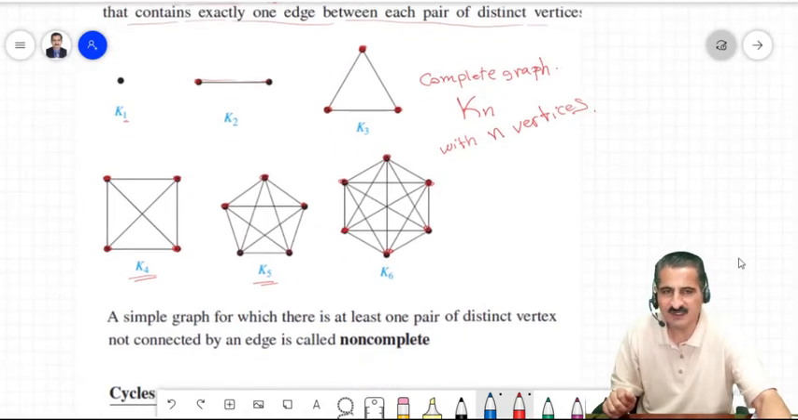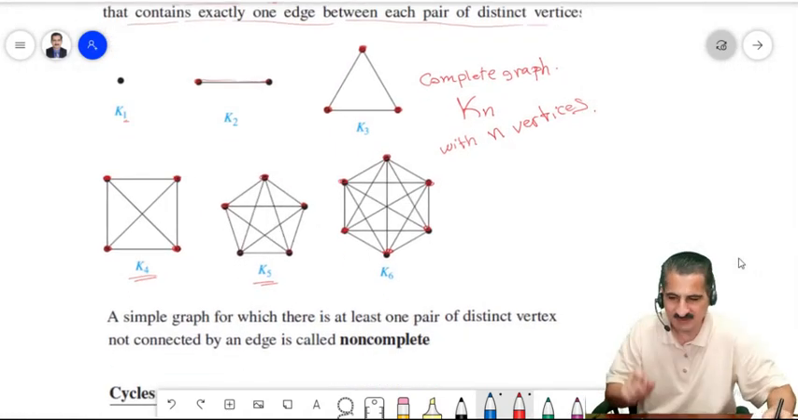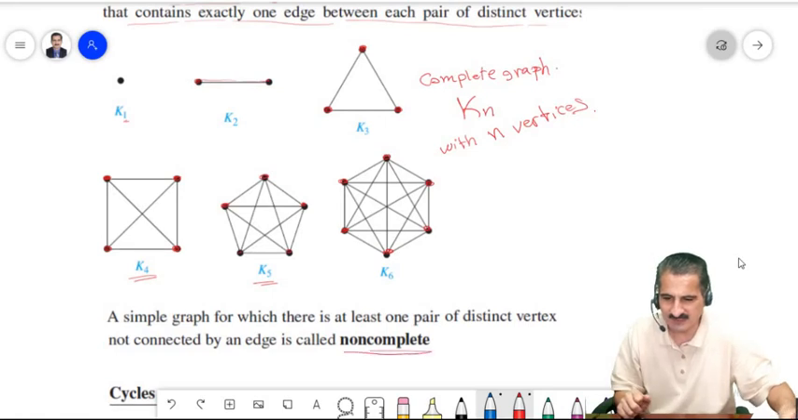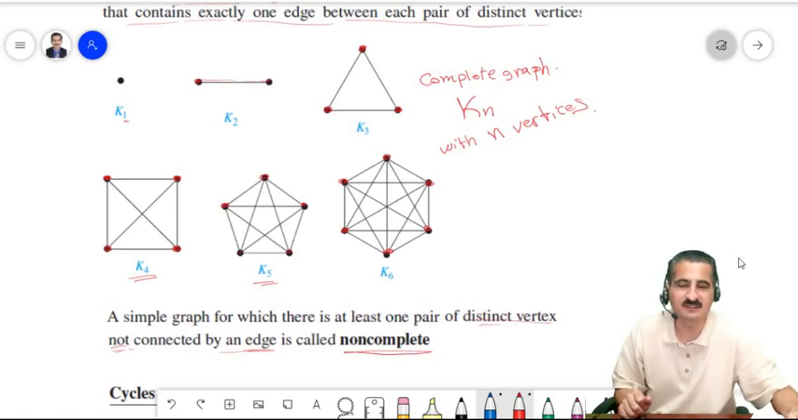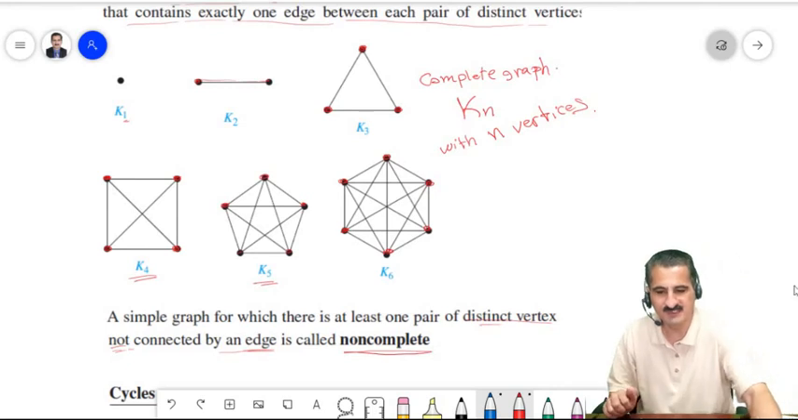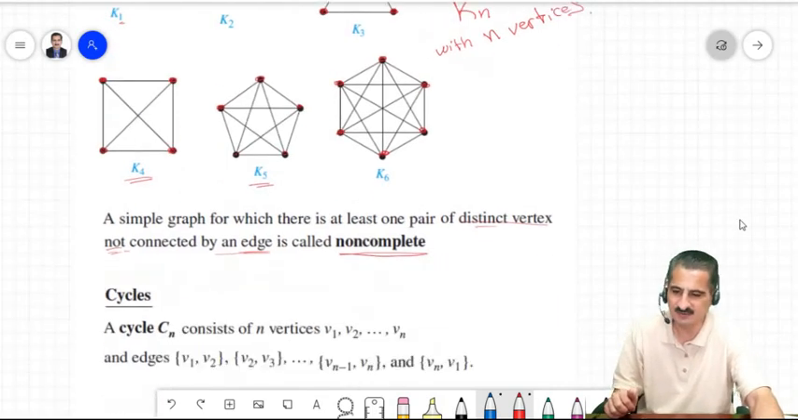If the graph is missing one edge, then we will say it is not complete. Which means if there are two distinct vertices that are not connected by an edge, then this is non-complete. Missing one edge is enough to say it is not complete.